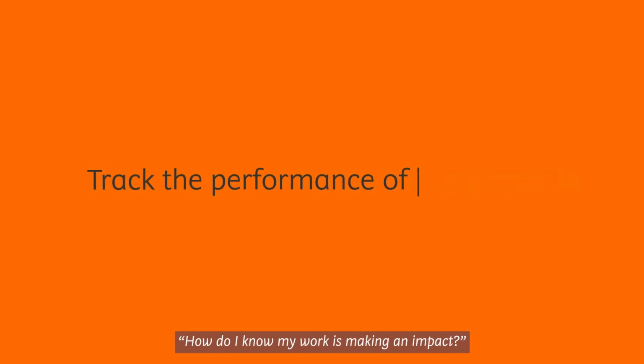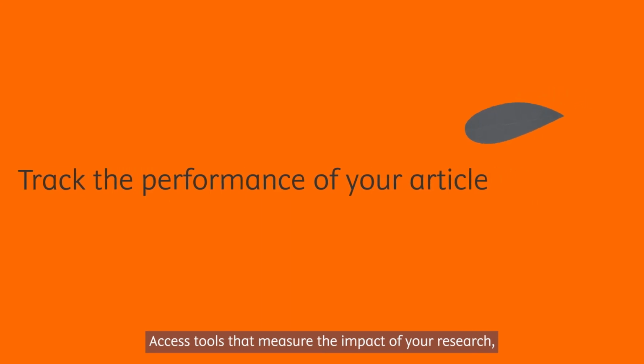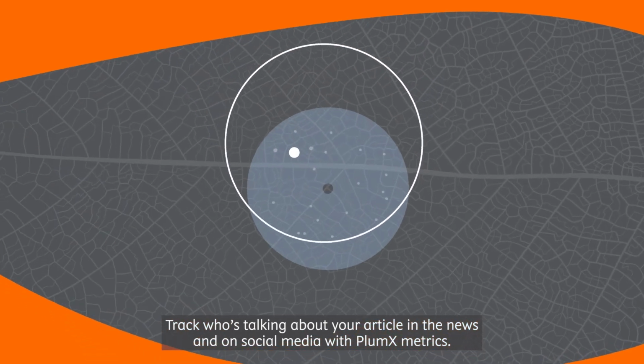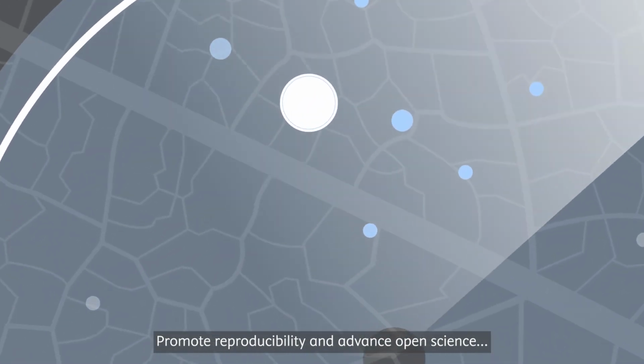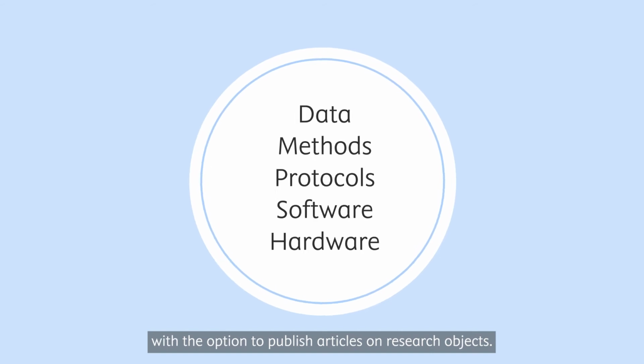How do I know my work is making an impact? Access tools that measure the impact of your research, including citations and downloads. Track who's talking about your article in the news and on social media with PlumX metrics. Promote reproducibility and advance open science with the option to publish articles on research objects.